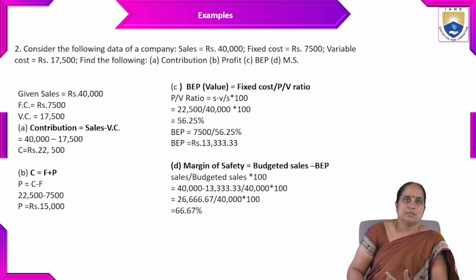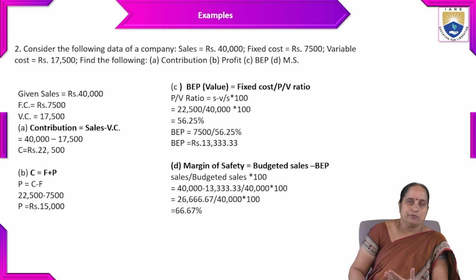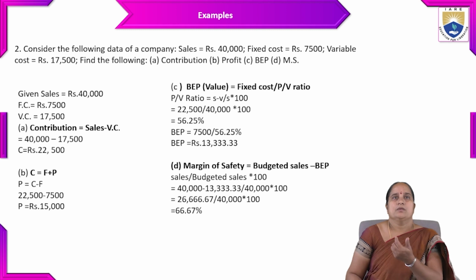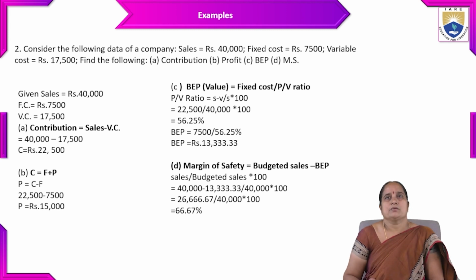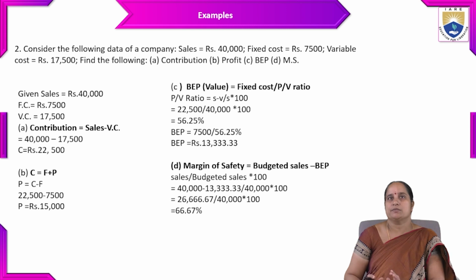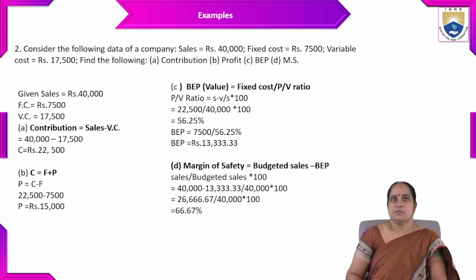Then let us take another example. Consider the following data of a company. We are given sales, fixed cost, variable cost. Based on this data, we have to find out contribution, profit, BEP, and margin of safety. First one is contribution. Here per unit value is not given, so directly you can take it as the difference between sales minus variable cost. So contribution is 22,500 rupees.